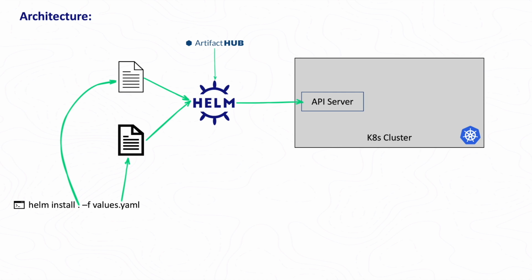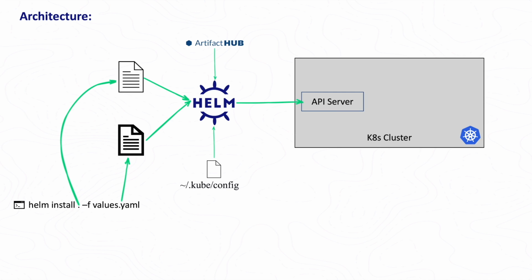As Helm needs to interact with the Kubernetes API server to deploy objects, it requires a connection to the Kubernetes cluster. If we already have kubectl installed on our machine, Helm automatically uses the same configuration used by kubectl unless we explicitly specify. Enough of theory.